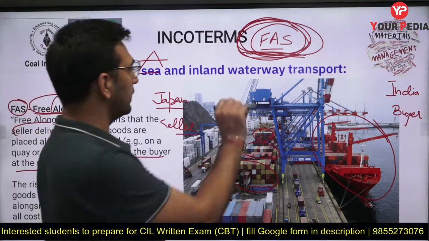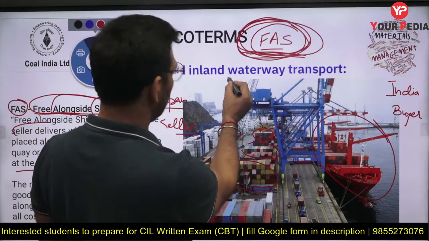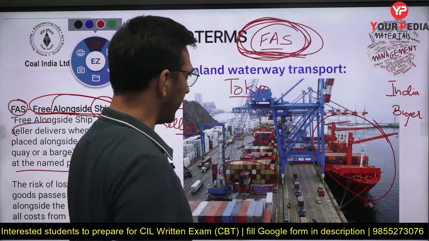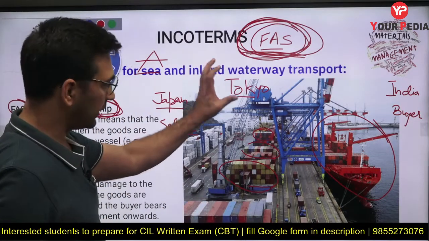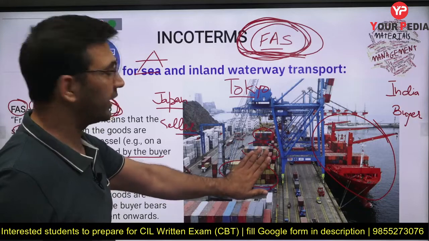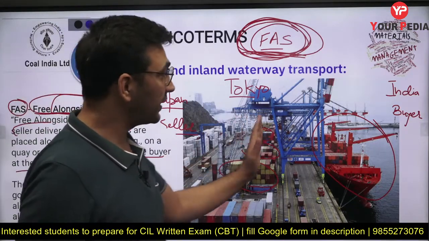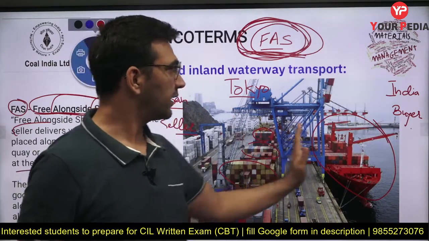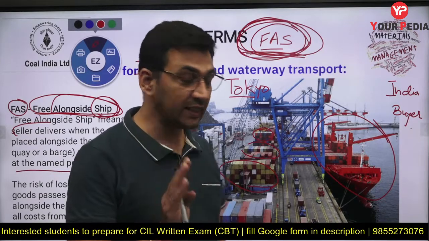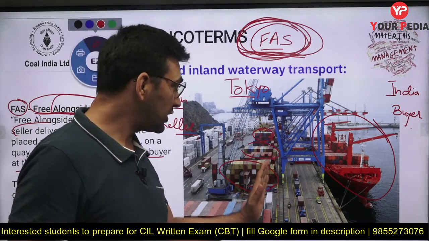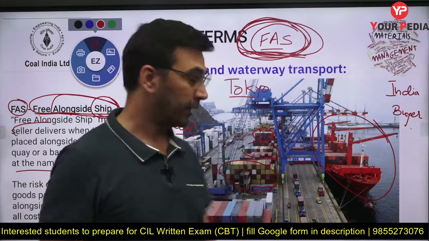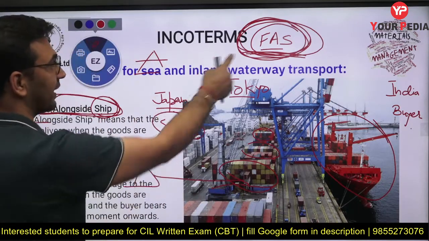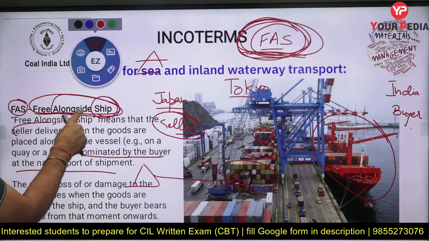Now let's say this is a port, maybe Tokyo port, randomly. So the buyer has said that in the Tokyo port, at this particular terminal, you just bring the goods and keep them over here. That's all. The rest, after that, is my responsibility. Under this term, the buyer is saying you just keep it over here. So basically, the responsibility is transferring from this particular point to the buyer. From the factory till this point is the responsibility of the seller, because you have FAS, free alongside ship.